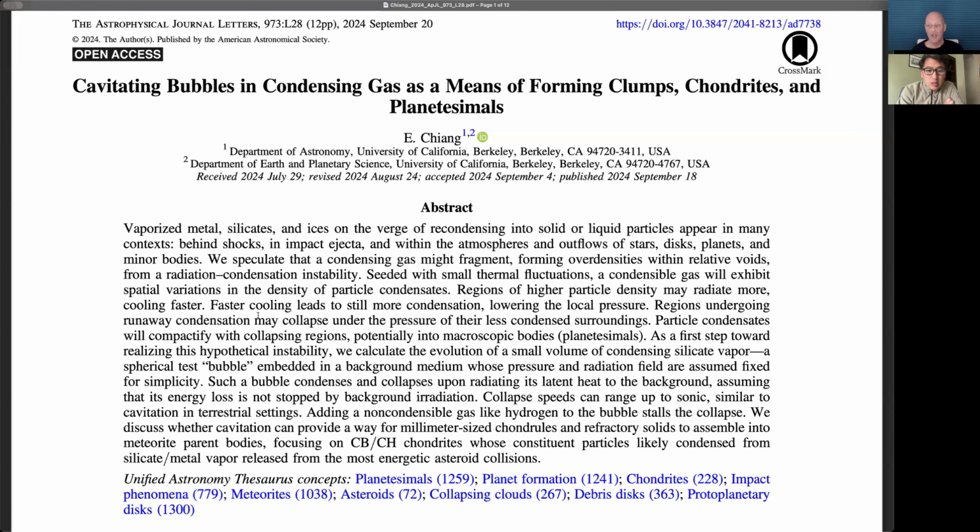It is. So speaking of formation, let's go ahead and get into this very lovely article. This one is an ApJ Letter. It is open access. It's the open access era, people. You can go get a copy for free. Go get one. Cavitating bubbles in condensing gas as a means of forming clumps, chondrites, and planetesimals. And Eugene, take us away.